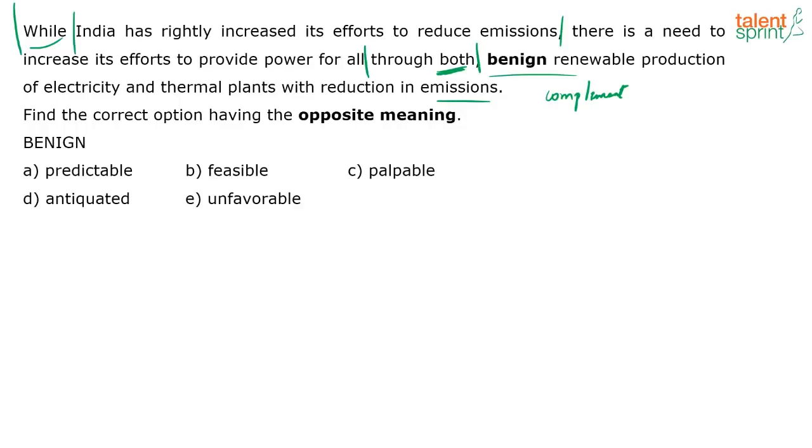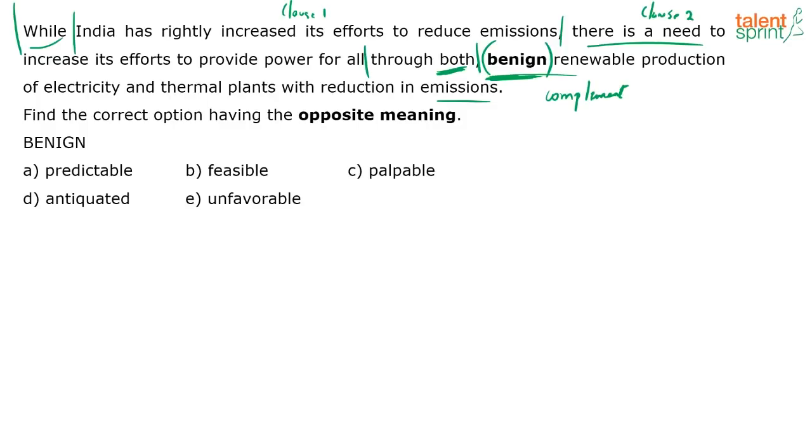What do you think can be the clue phrase to figure out the meaning of this word benign? Think. Okay, let me put a question to you like this. This complement, benign renewable production of electricity and thermal plants with reduction in emissions, you will connect it to clause 1 or clause 2? Clause 2 starts here. Where will you connect it to? Clause 1 or clause 2? Quickly. Let's go step by step. Let's figure this out together.